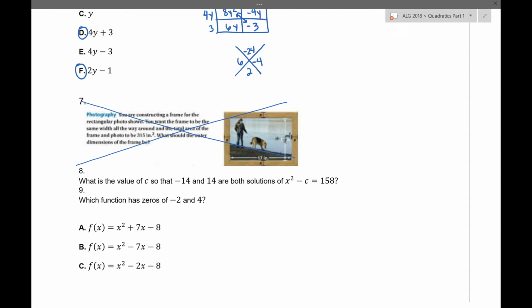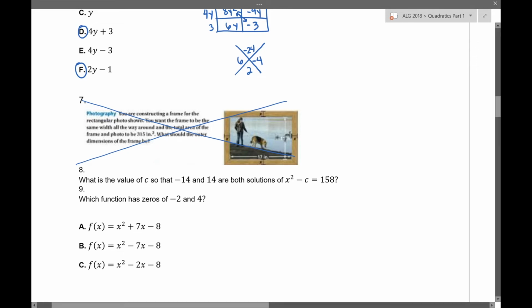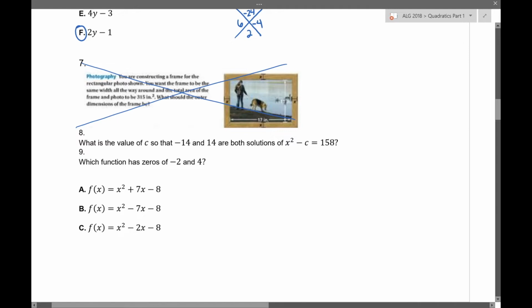Alright, so we're going to start with question number 8. Question number 8 says, what is the value of c so that negative 14 and 14 are both solutions of x squared minus c equals 158. So this is a super easy question. All you've got to do is input 14 in for x. So if I put 14 here and square it, because remember 14 is now x, minus the c equals 158. All I need to do is actually solve this problem out.